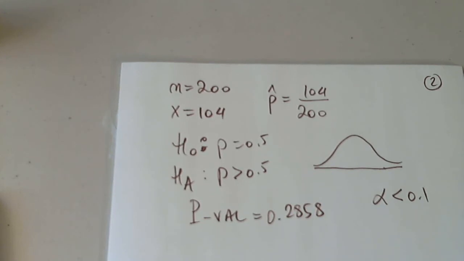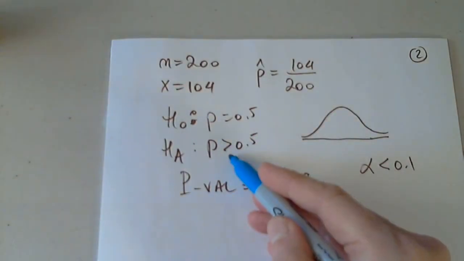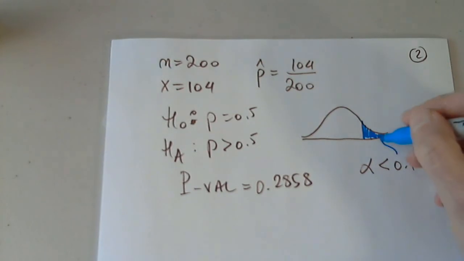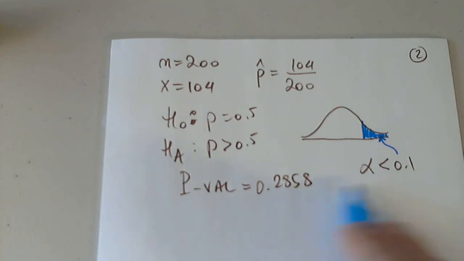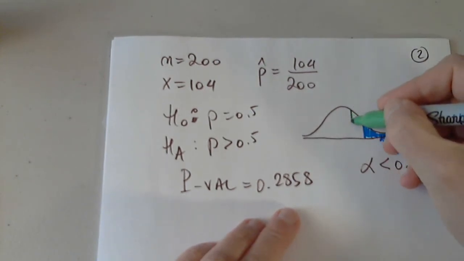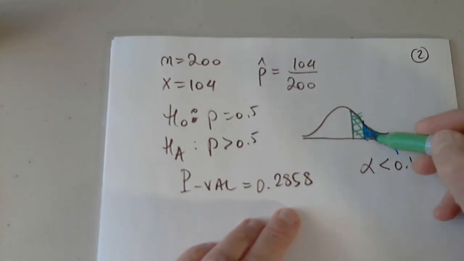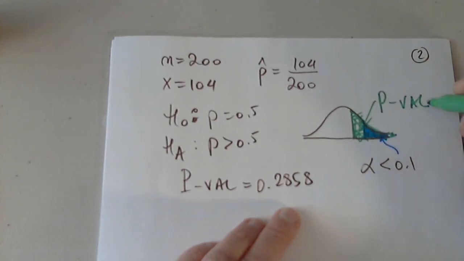I'm going to have to stop sharing for a second because I need to show something on my paper. So 0.2858. When alpha is 0.1, and this is a right-tail test, this is the alpha. But 0.2 is almost 3 times as this, so much larger. So let's say this. Everything, this piece, all this is the p-value.